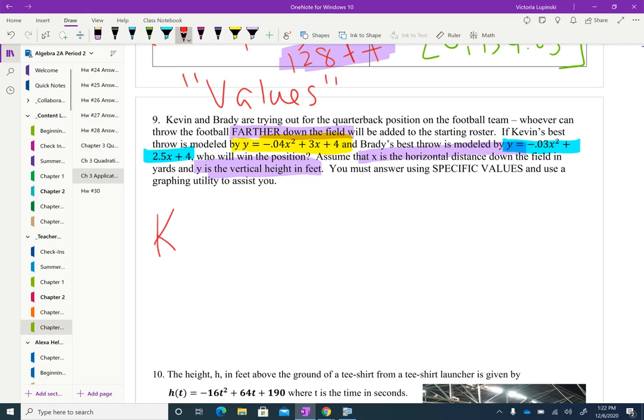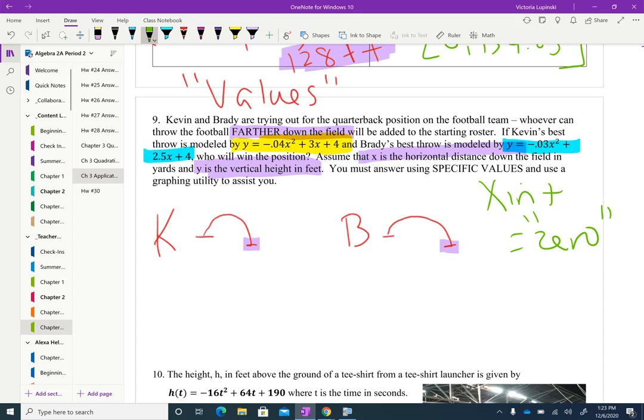Kevin's equation is negative 0.04x squared plus 3x plus 4. He's starting at 4 feet. He's throwing it up, and it's eventually going to land down. Then you have Brady. He's throwing it from the same starting value of 4, and then it's going to come down. The question is, of these x-intercepts, whose is going to be farther down the field? And again, remember, another word for x-intercept, according to the graphing calculator, is the zero.